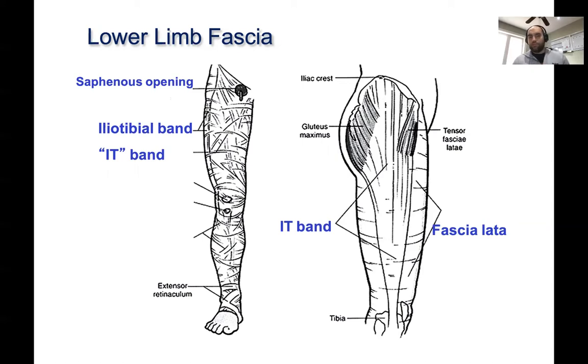It's also important for keeping the legs tight. We don't want the legs to be too loose, but this fascia does get looser as we age as well. And then what you have over here is a saphenous opening. So that is a small little gap in the fascia, which allows some blood, some veins, not arteries, veins to enter.